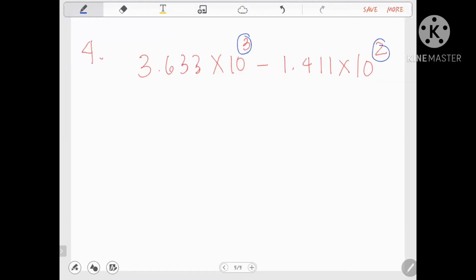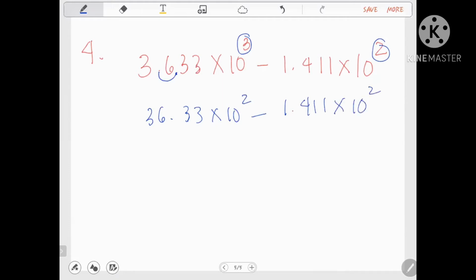So first, we have to change this into a notation wherein the exponent is 2. How? Just move it here. So you have 36.33 times 10 to the second now because you moved it to the right, and then you're going to subtract 1 from the exponent 3 because the exponent tells you how many moves you're going to do. Minus, just copy everything about this one, 1.411 times 10 to the second power.